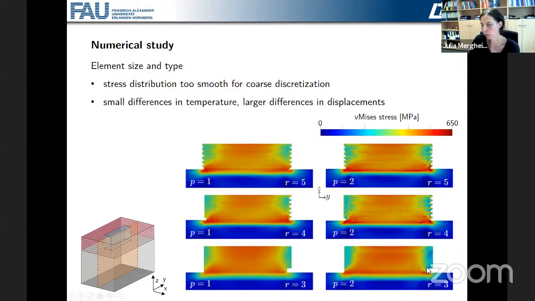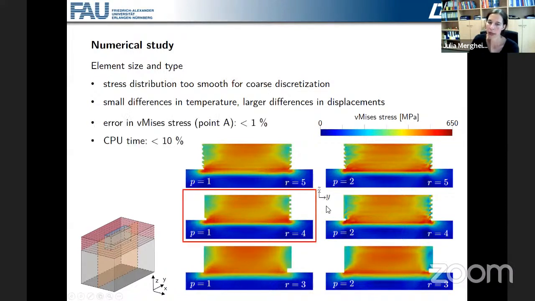So that is kind of smoothed out by means of the discretization. So that is too coarse. However, the overall distribution of the stresses and also the maximum stresses are quite similar for, let's say, these 4 different discretizations. And together with the results from the last slide and together with the efficiency, we decided to use later on the linear elements with the refinement step 4, because the Van Mises stress error in point A was less than 1%.